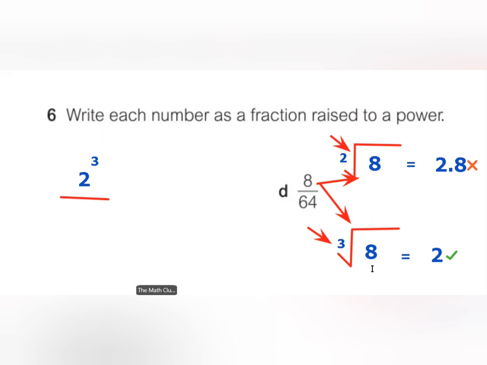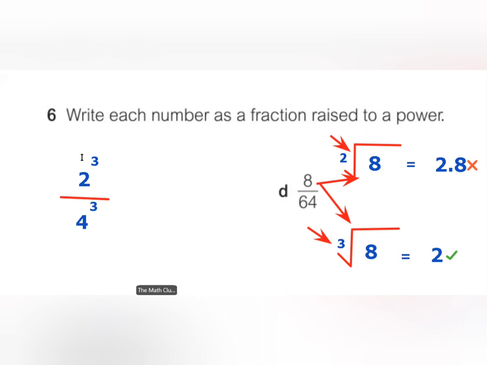So I'm going to say cube root of 64. And the answer is 4. So it's going to be 4. And the power is the same, which is 3. Very good.